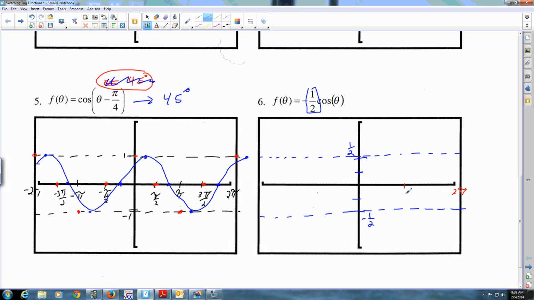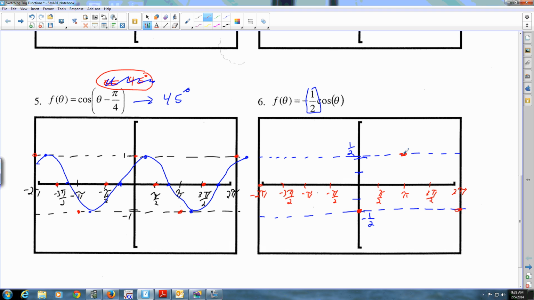2 pi, pi, 3 pi over 2, pi over 2, negative pi over 2, negative 3 pi over 2, and negative 2 pi. Don't really need to have a mark there, but sorry. Mark where it normally is. It normally starts up, but because of the negative, it's going to start down and down.